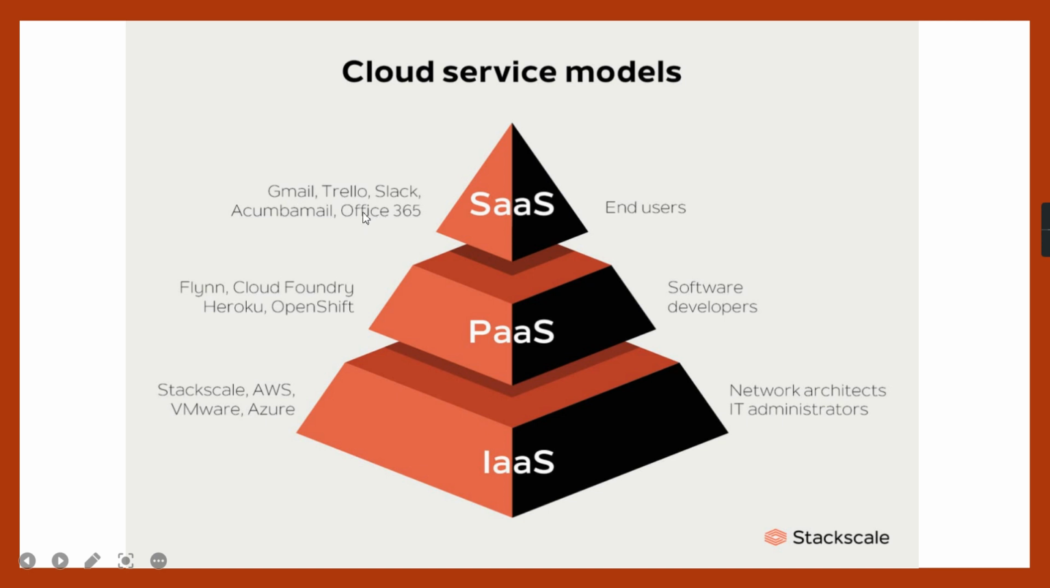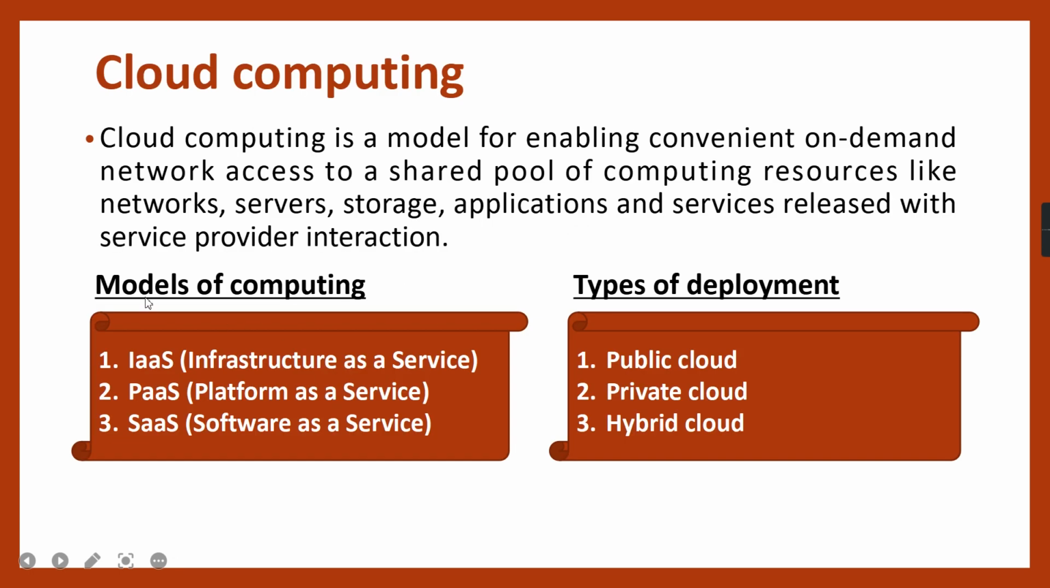Now, Office 365 is a product of Microsoft once again. Then there are other examples also. The models of computing are infrastructure as a service, platform as a service, and software as a service. If we talk about Google Drive and Gmail, they are examples of software as a service. Why? I will tell you, and we will understand that also. Why can I say that Google Drive and Gmail come under the example of SaaS, not infrastructure as a service and platform as a service?